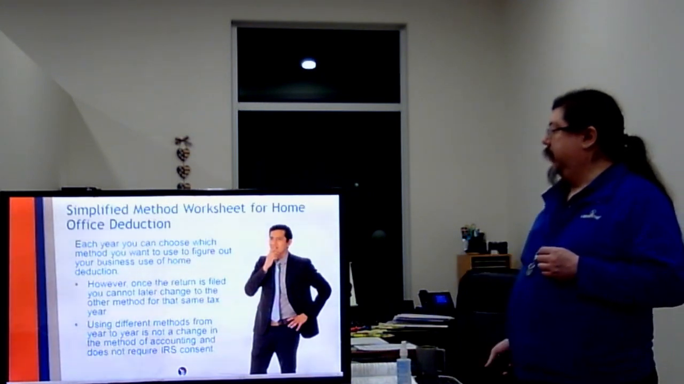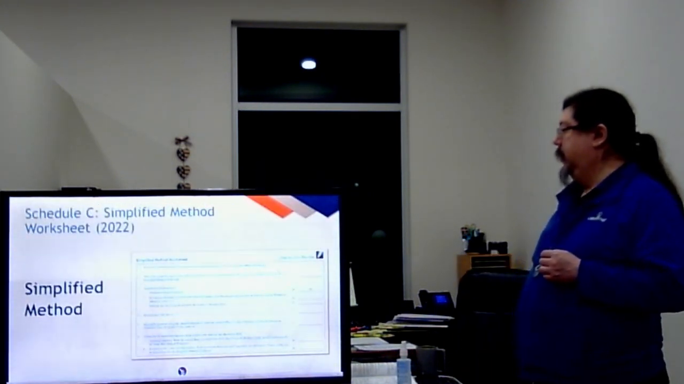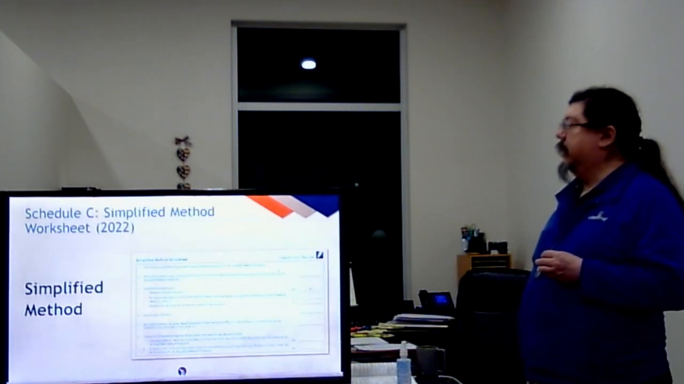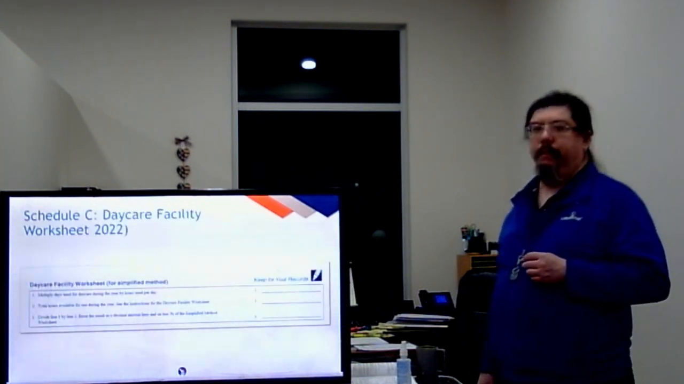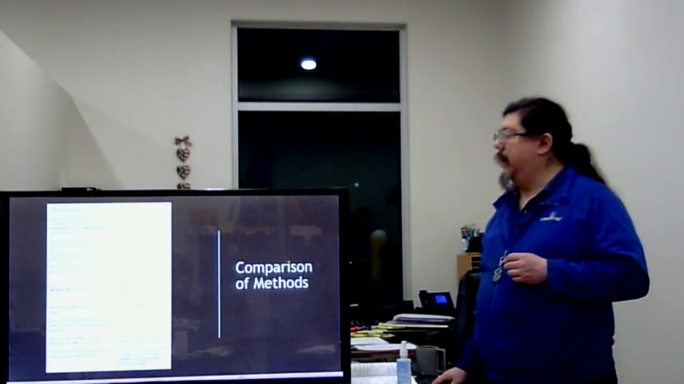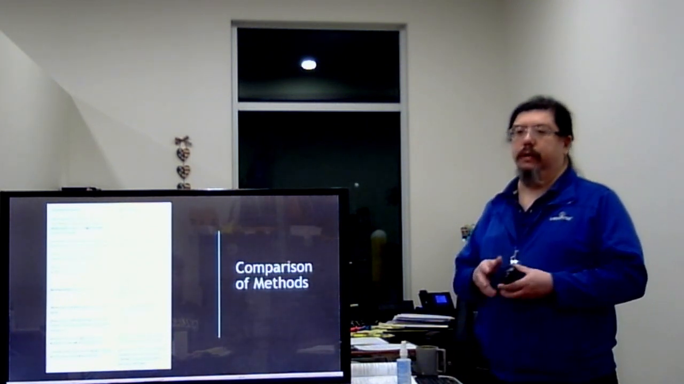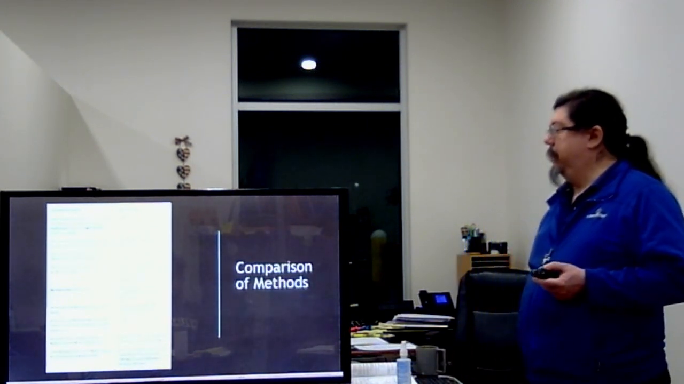You can switch back and forth from year to year if you want to. The simplified method does not carry over from year to year. So again, it can't reduce your business income below zero.